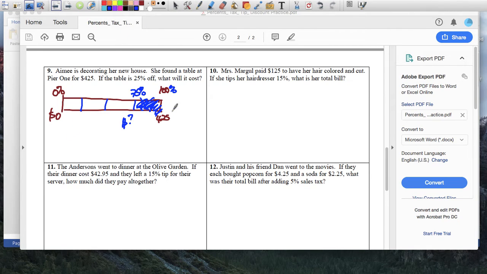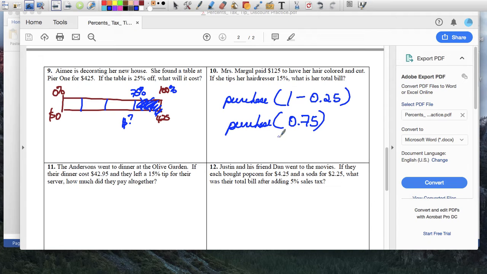So again, if you want to write this, the total that she's going to pay is going to be the purchase price, right? The total. And just to show you, 1 or 100%, we're going to subtract 0.25, which is her discount, and really she's going to be paying only 75% of the value, right? Or 0.75. So it's going to be the purchase price times 0.75, which in this case is 425 times 0.75, because that's what we want to pay.